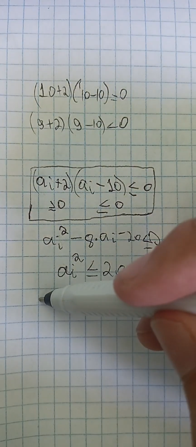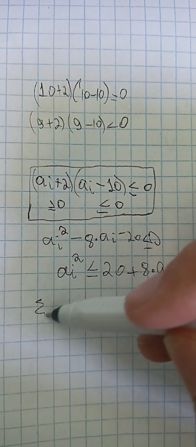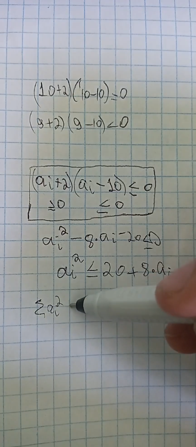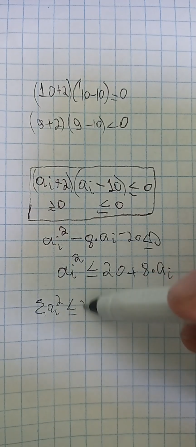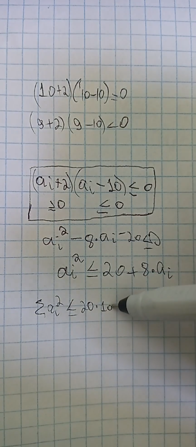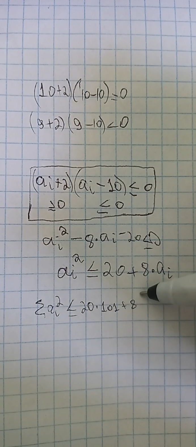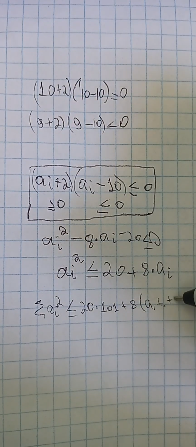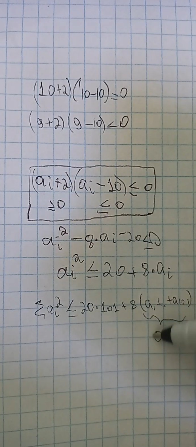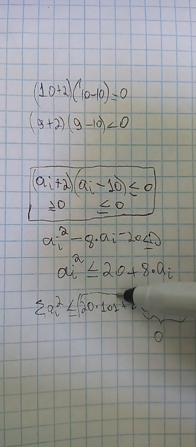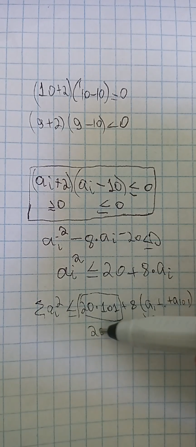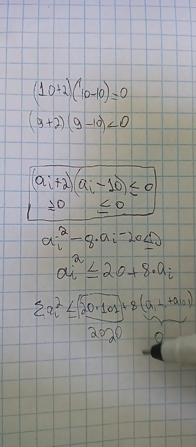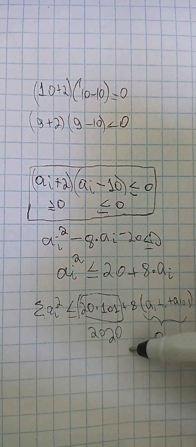If we take the sum of their squares, we'll get at most 20 times 101 plus 8 times their sum, which is 0. So this is 2020, which solves the problem.